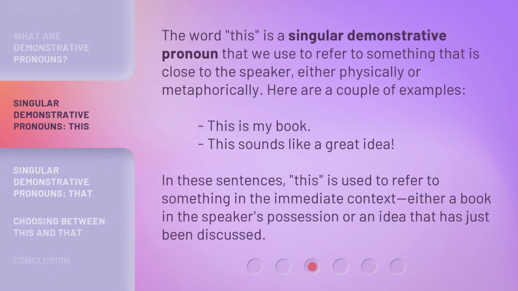The word this is a singular demonstrative pronoun that we use to refer to something that is close to the speaker, either physically or metaphorically. Here are a couple of examples. This is my book. This sounds like a great idea. In these sentences, this is used to refer to something in the immediate context, either a book in the speaker's possession or an idea that has just been discussed.